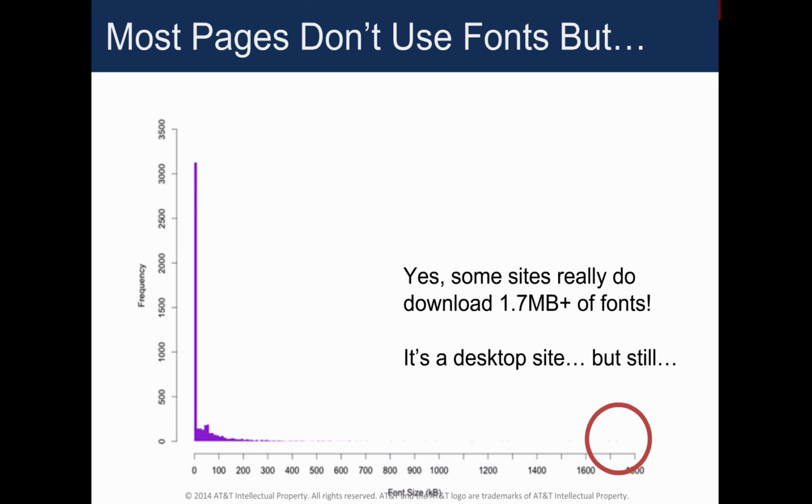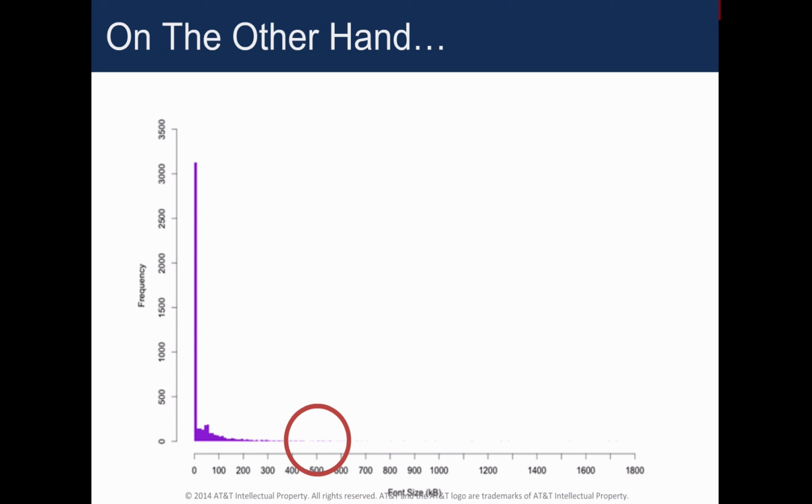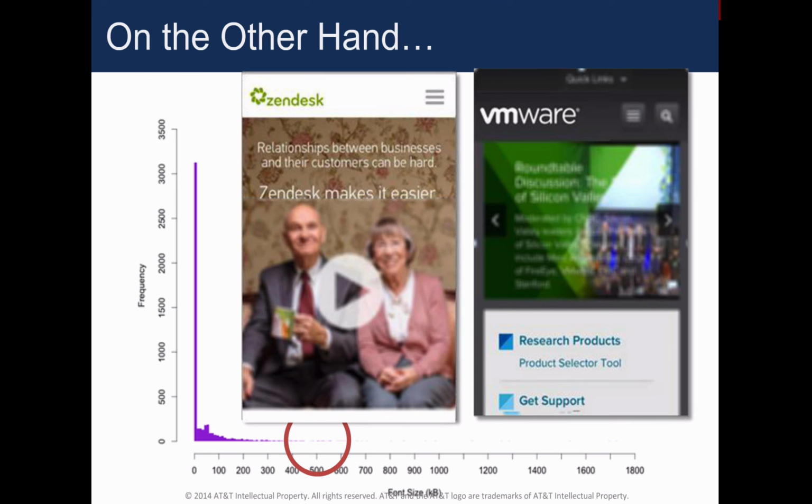But we do have sites that are meant for mobile that have roughly 500K of font files being downloaded. And in this situation, one of them blocks the page, one of them is loading them after the fact. And in these two sites, Zendesk and VMware, they're using massive amounts of fonts to load, and you can physically see the effect it has when the page is loading.